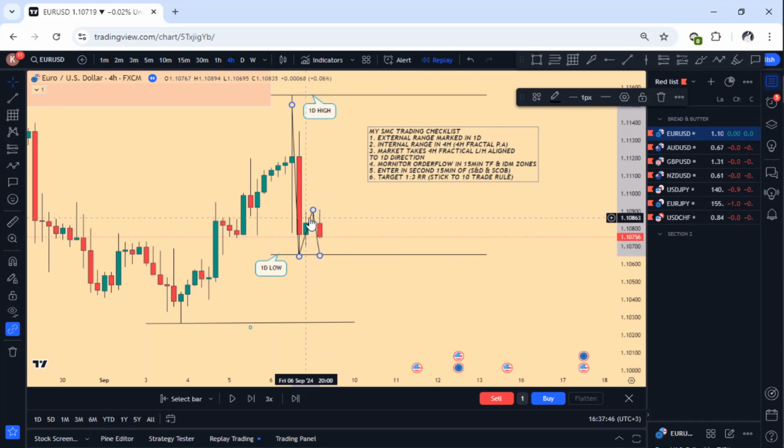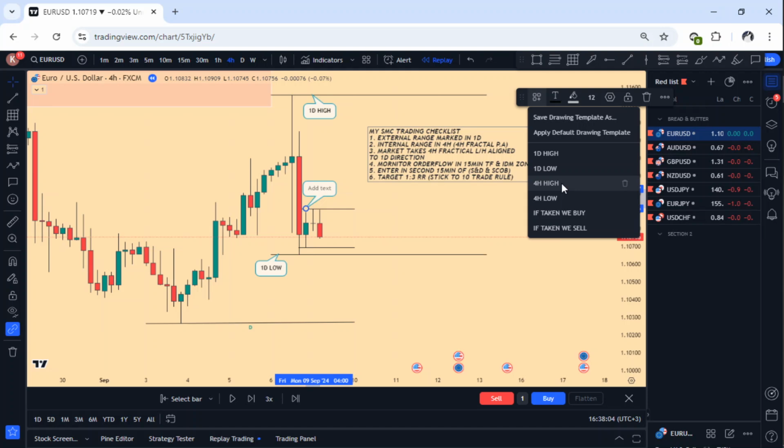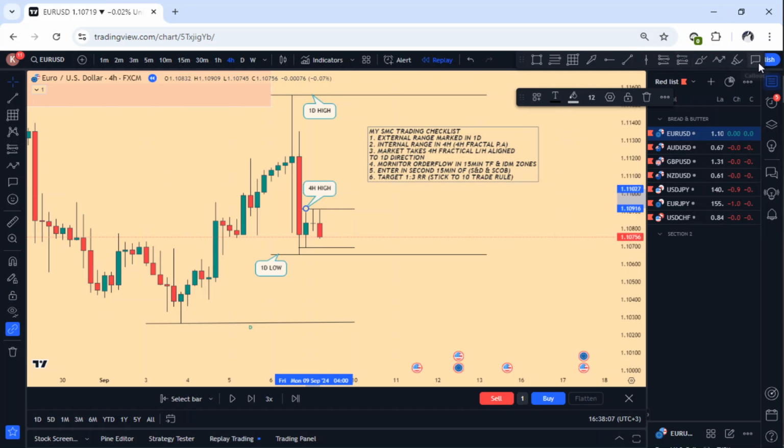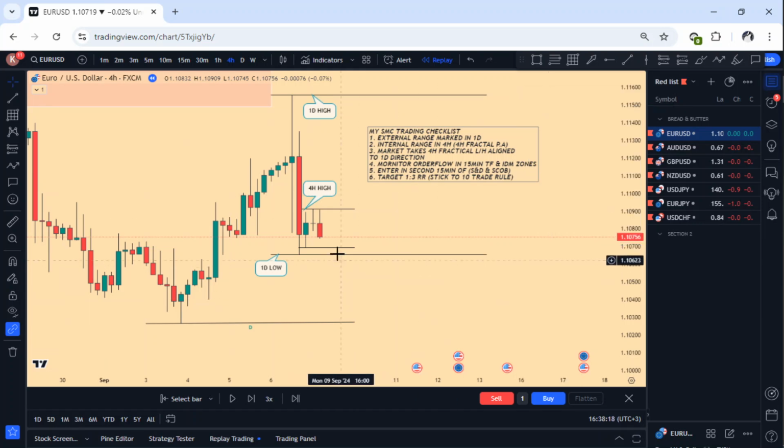Simple. So what is my fractal low? My 4 hours fractal is this, and high probability that. So if the market turns back and breaks this 4 hours fractal high, this market is going to buy until somewhere here. But if it closes this low, it will keep selling.